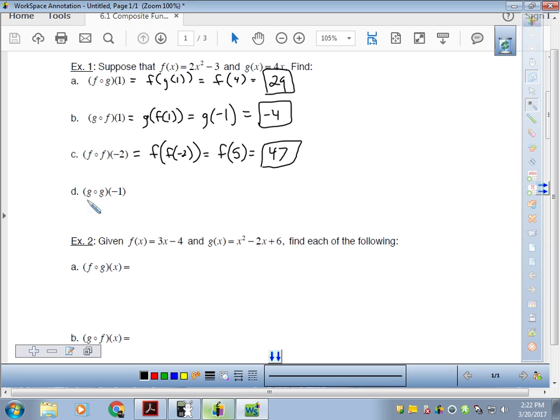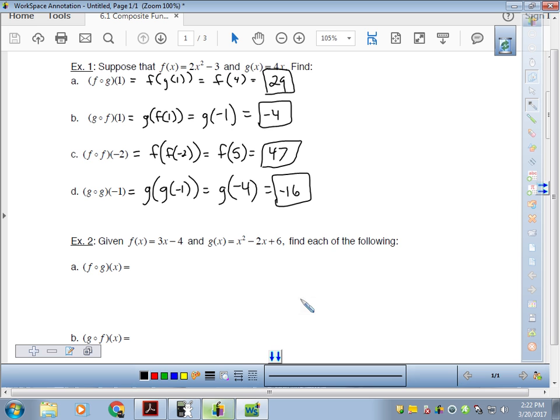Alright, our last one for example 1, we have g composed of g of negative 1. So this is g of g of negative 1. So we're going to do the inner part first. So we're going to find g of negative 1. 4 times negative 1 is negative 4. So now we have g of negative 4. Plug that in. 4 times negative 4 is negative 16.